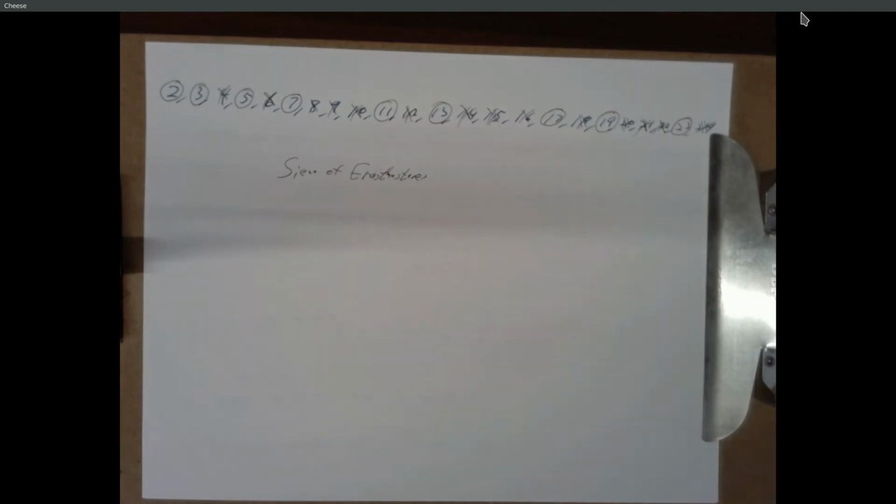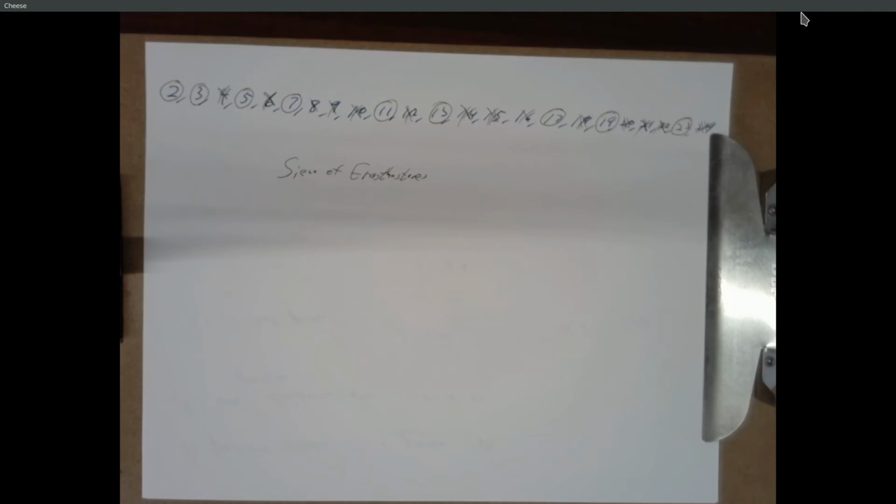Right? And it makes sense because when you cross out every fifth number, you're taking out all the things that are divisible by 5. When you cross out every seventh, you're taking out all the numbers divisible by 7. If something hasn't been crossed out, it's not divisible by any of the numbers below it. So that leaves you with prime numbers.